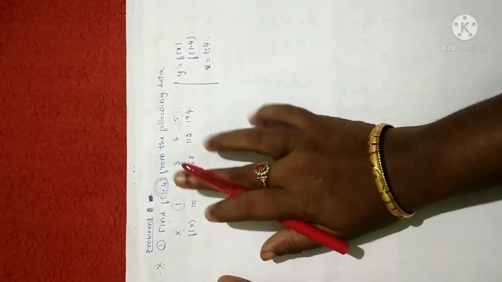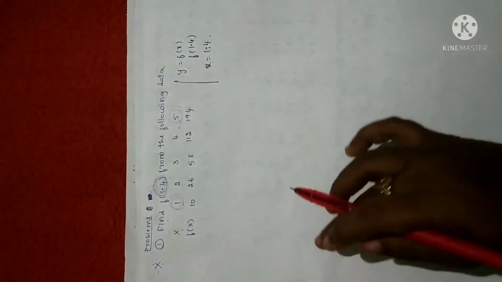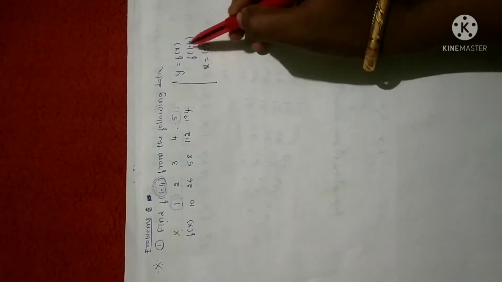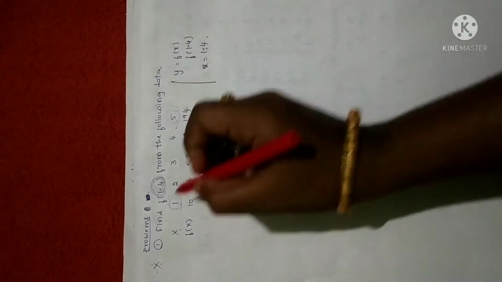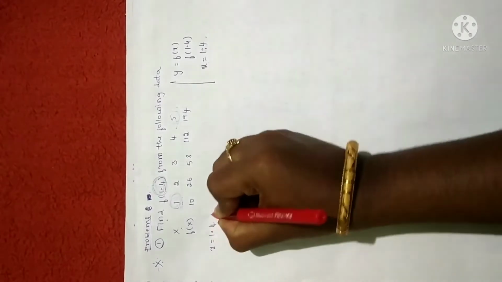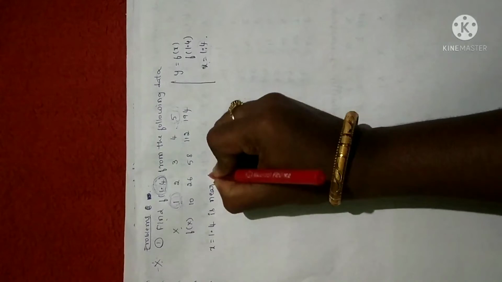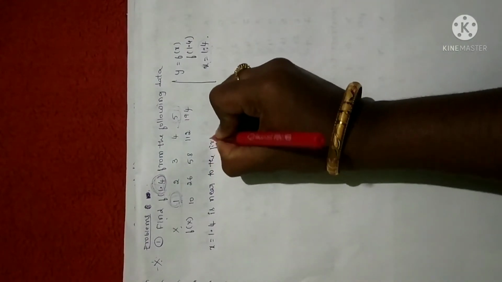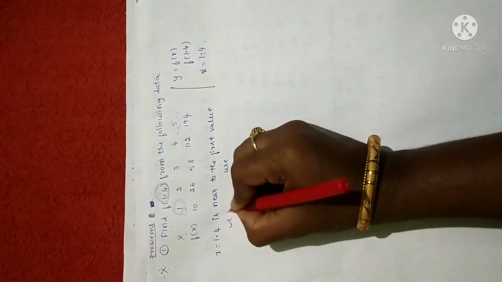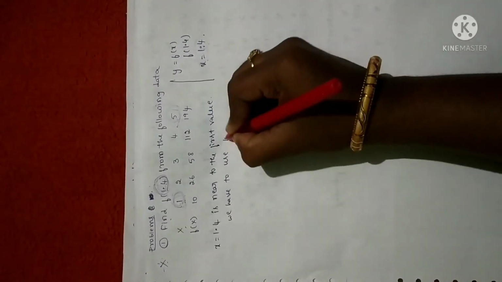After that, put a heading Problems, and write down this first problem. Now let me explain the procedure. We need to find f of 1.4. The standard form is y is equal to f of x. Here the x value is 1.4, which is obviously nearer to 1. So x is equal to 1.4 is near to the first value, that is 1. So we have to use forward difference.